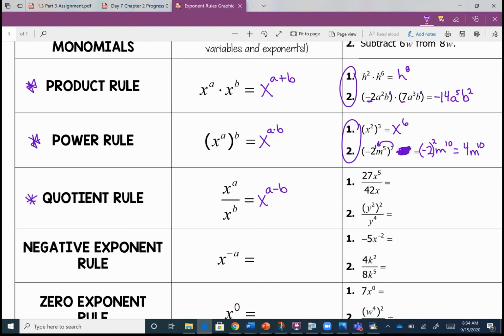So go ahead, try out, and actually, I'm going to change question 2. Go ahead and do question 1. I've decided I don't like question 2, so go ahead and try question 1. I'm going to do a new question 2.